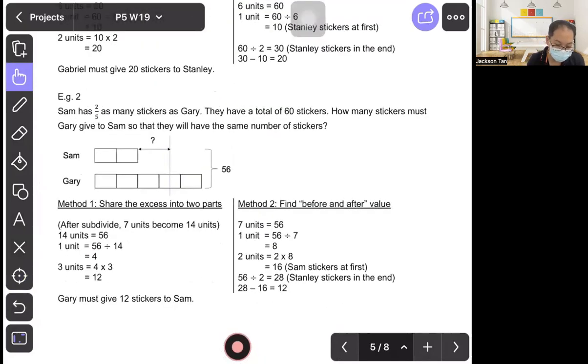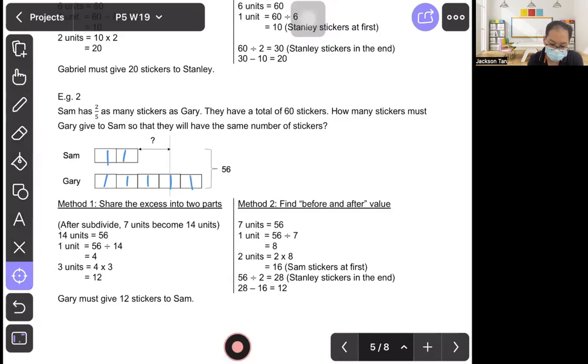Example 2 is similar. So Sam has 2/5 as many stickers as Gabriel. Means Sam is 2 units, Gabriel is 5 units. Here 3 units, share the assets into 2 parts. So what you can do is, since it's 3 units, very hard to divide by 2, you might as well also divide by 2. Now easier. You see there are 6 units, so give 3 units. So 14 units is 56, 1 unit is 4, 3 units will be 12.